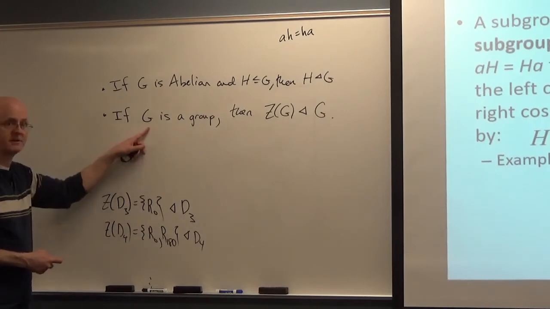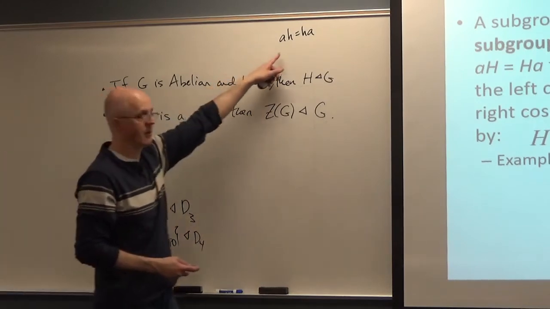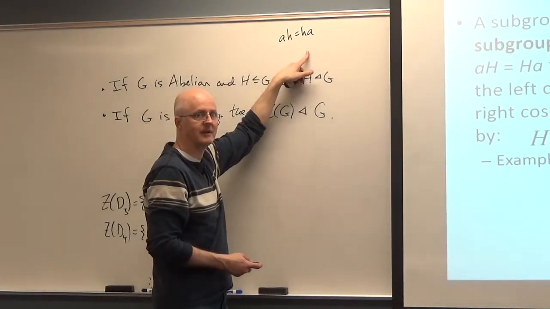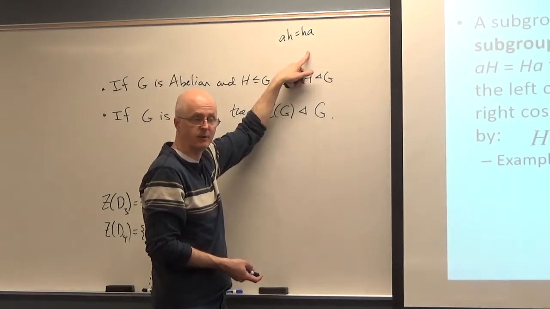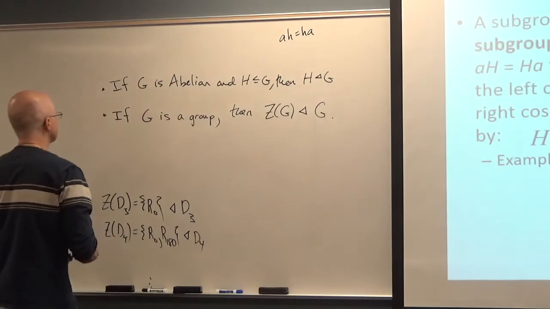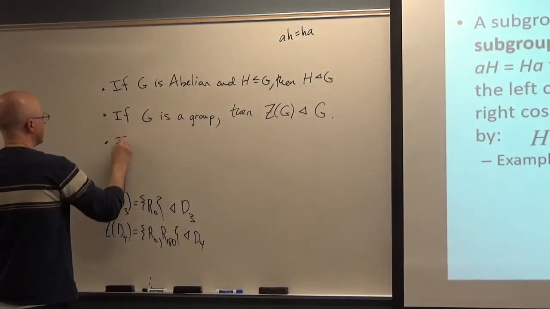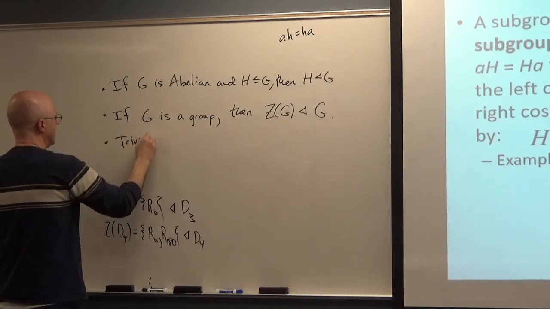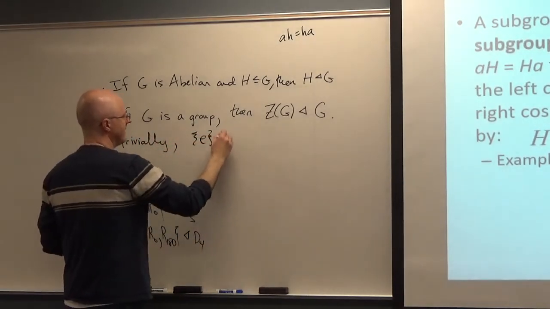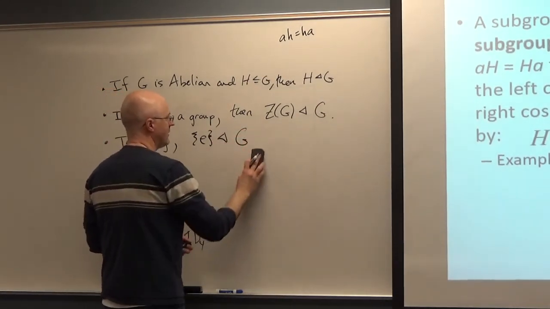Whether G is abelian or not, the center is going to be normal, because this kind of equation is going to hold for all h in the center. h being in the center means it's going to commute with everything. And trivially, no matter what your group is, the trivial subgroup is normal and the whole group is normal.